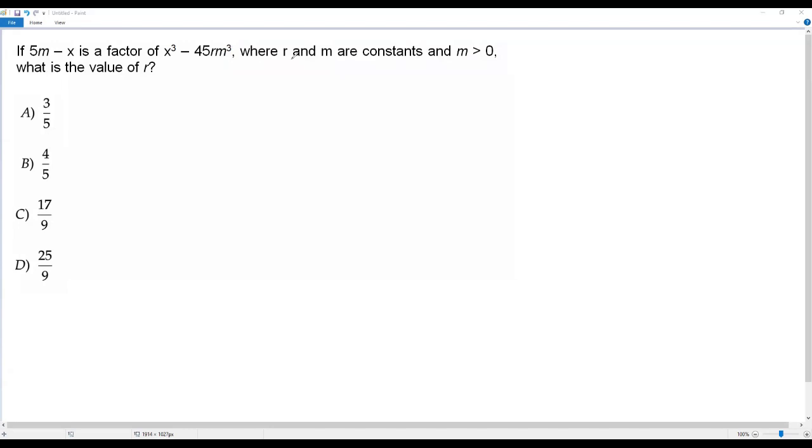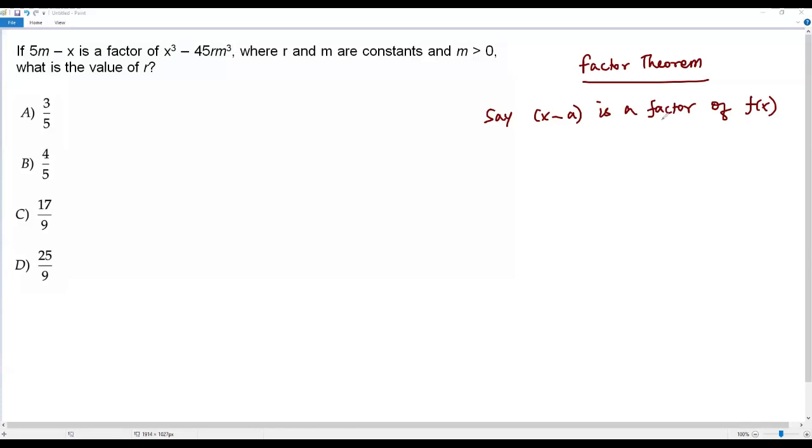Before we start solving this question, first let's understand the factor theorem. Let me write it over here. Say x − a is a factor of a polynomial function f(x). Then we equate this factor to 0 and solve for x, getting x = a. Plugging a into f(x), the result f(a) must be 0, because x − a is a factor of the polynomial function f(x).